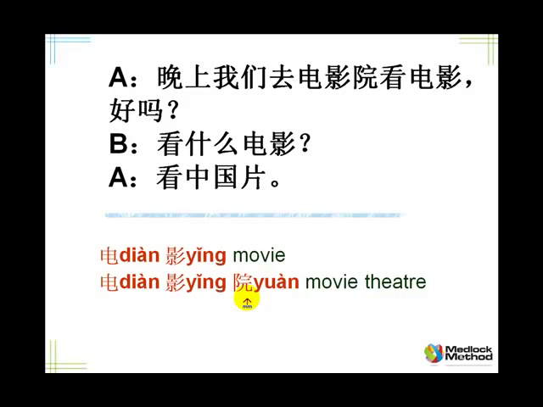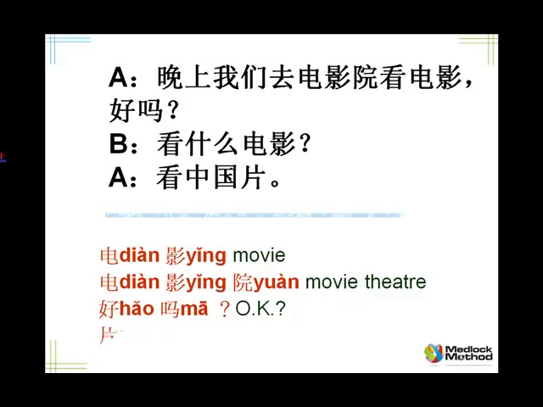Okay, 电影院. And 好吗? 好吗 means okay. Are they okay with you? They put it at the end of a sentence. Okay, 晚上我们去电影院看电影. So tonight, we go to the movie theater to see a movie, 看电影. Okay, 好吗?